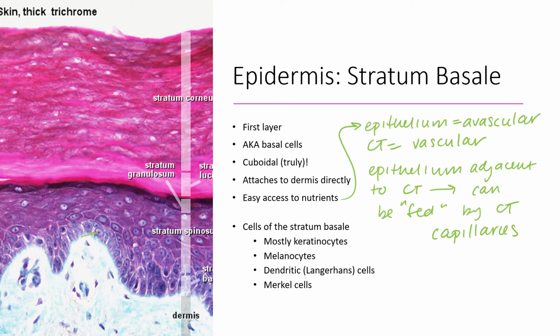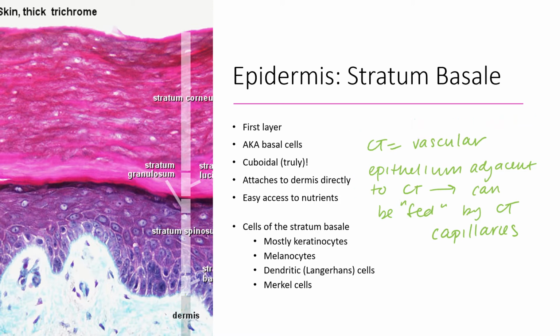Nutrients have to diffuse through all of these layers. And as you can imagine, the further away you go from the dermis, the less the cells can be fed, the worse their access is to the bloodstream. The closer you are, the more you get from the bloodstream.